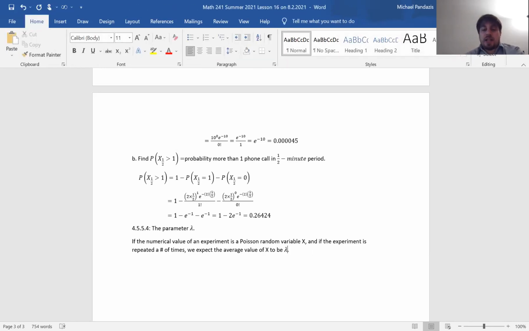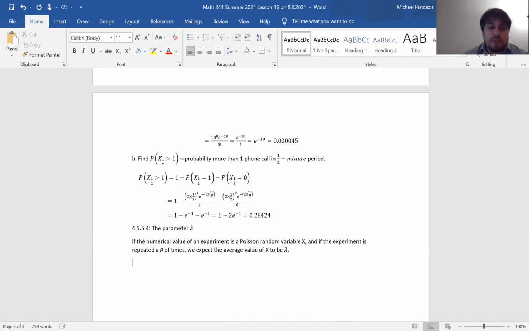Okay, so lambda is an average value, but it's an average value in this way, right? So if you say that the numerical value in an experiment is a Poisson random variable X, if the experiment is repeated a certain number of times, then expect the average of X to be lambda. Okay, lambda is the average value of X, a Poisson random variable, when you repeat an experiment.